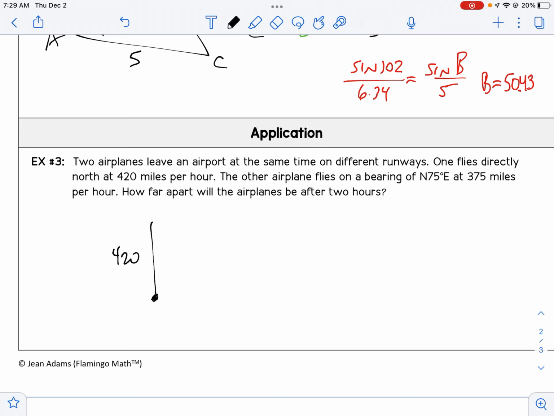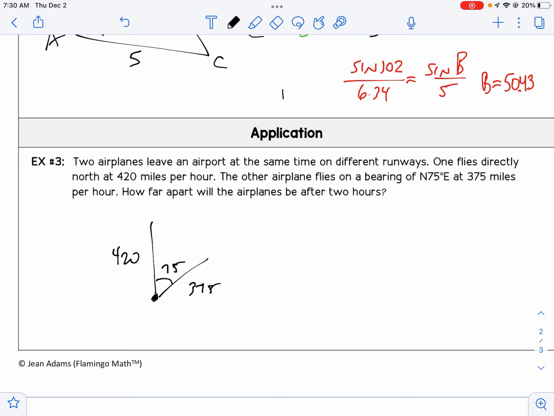Another plane flies with a bearing 75 degrees east of north, at 375 miles per hour. How far apart are the planes after 2 hours?